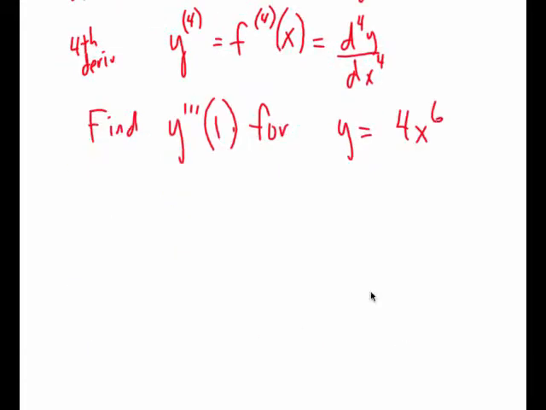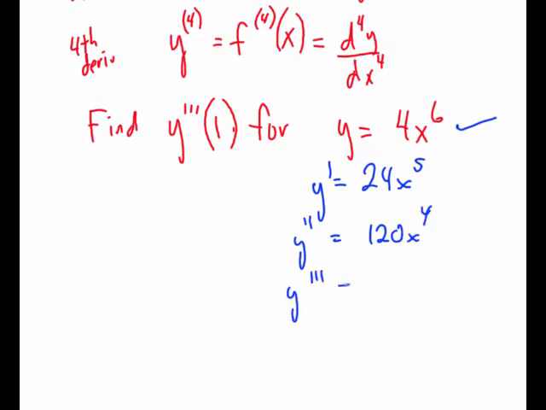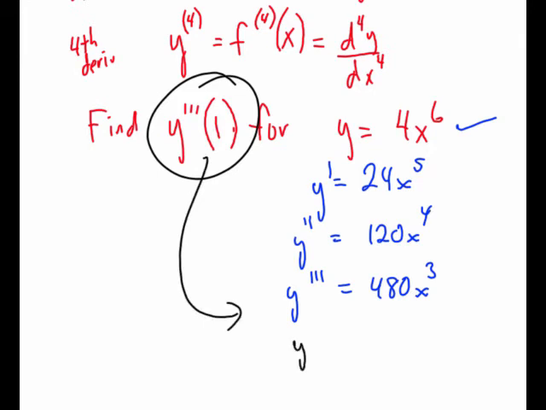So if you were asked to find the third derivative at x equals 1, then you simply apply the derivative consecutively using the rules we've talked about. So if you're given y equals 4x to the 6th, the first derivative would just be a simple power rule. 24x to the 5th is the first derivative. The second derivative, apply the power rule again. 120x to the 4th. The third derivative, 480x cubed, and then we're being asked to calculate the third derivative when x is 1. So plugging in the specific point, we get 480.